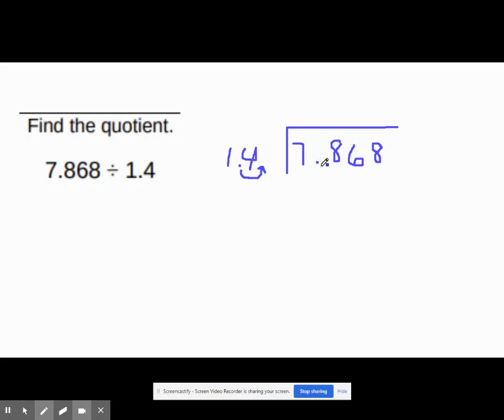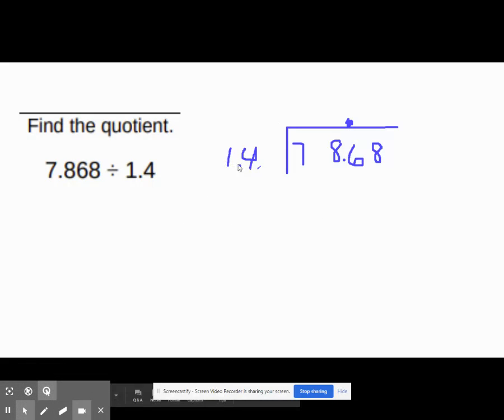So if I move my decimal point 1 spot to the right, it now lives right here. So here, between my 8 and my 6, is where my decimal point is going to live in my answer. Now that I have done that to both sides, I can get rid of this and just work through this like a normal division problem now. My decimal point should stay in the right spot. So I just need to figure out how many times 14 can go into 78.